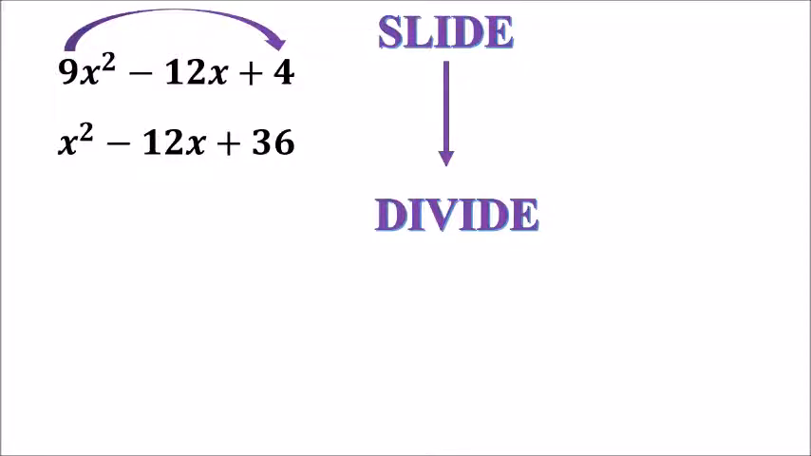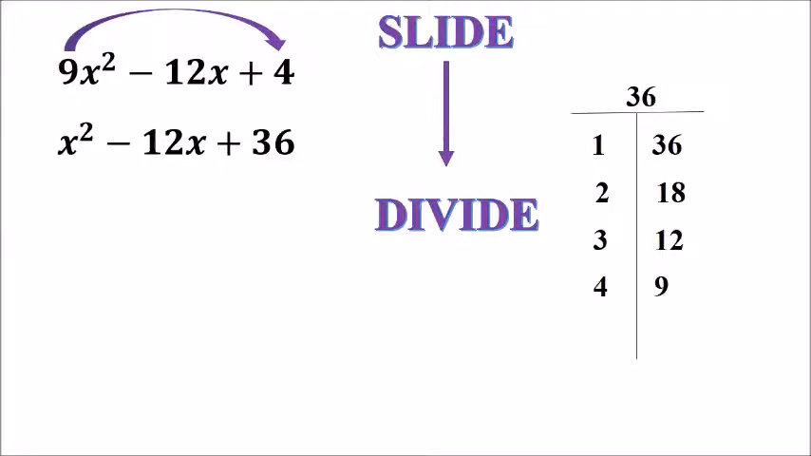Now we can continue to use the same rules that we use for factoring and make our t-chart for 36. Starting with the number 1 and 36. 36 divided by 2 is 18. 36 divided by 3 is 12. 36 divided by 4 is 9. 5 gives us a fraction, and 36 divided by 6 is 6. I want these numbers to add up to equal 12. So we're going to be using our 6 and 6 here.